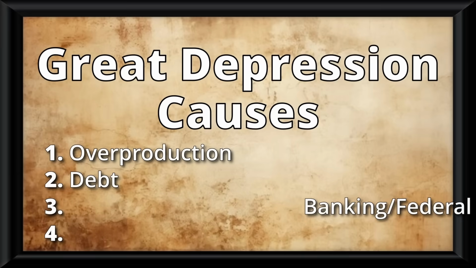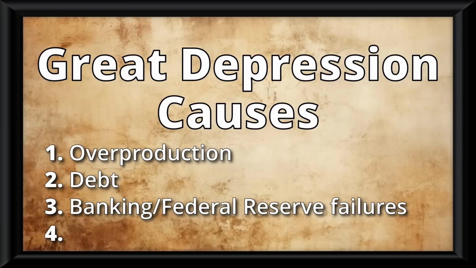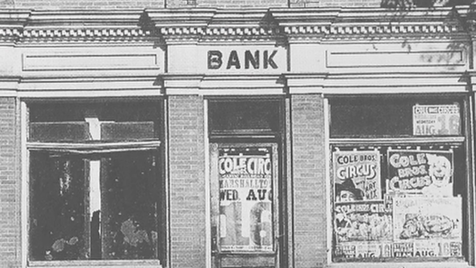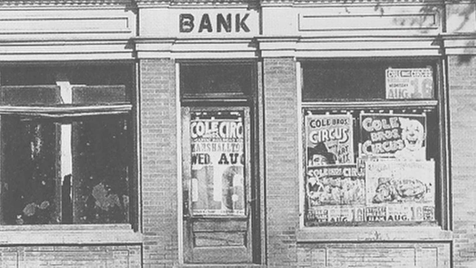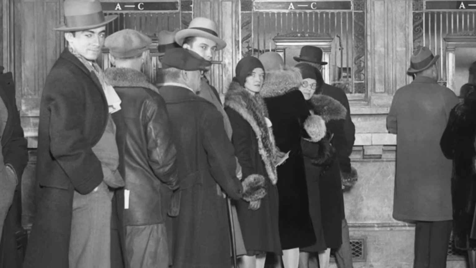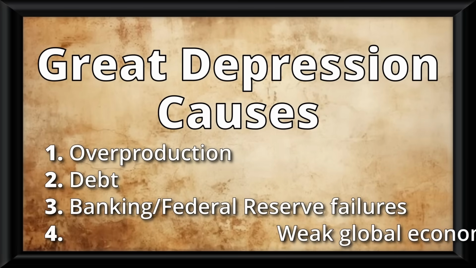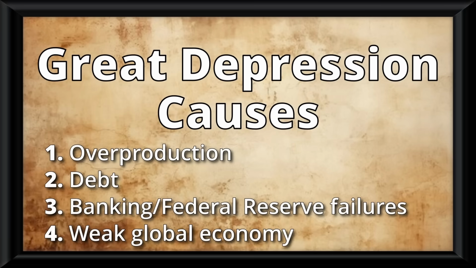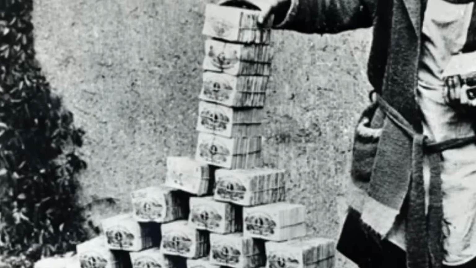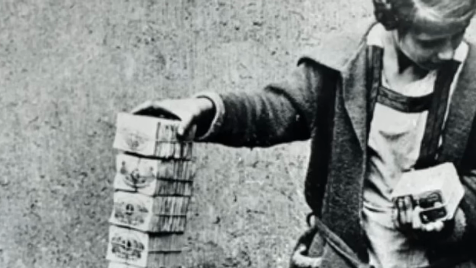The third one here though is a bank/Federal Reserve failure, because banks were giving out risky loans, had little oversight, and collapsed when people rushed to withdraw their money, and the Federal Reserve didn't step in to help. And finally, the fourth reason was the economy around the world was not that great. European economies depended on US loans after World War I, so when US banks collapsed, loans were recalled.